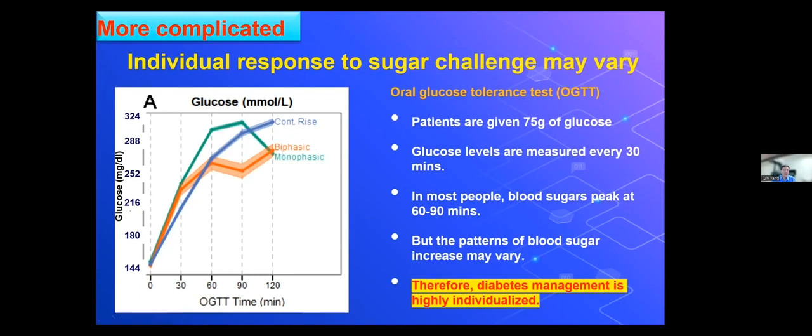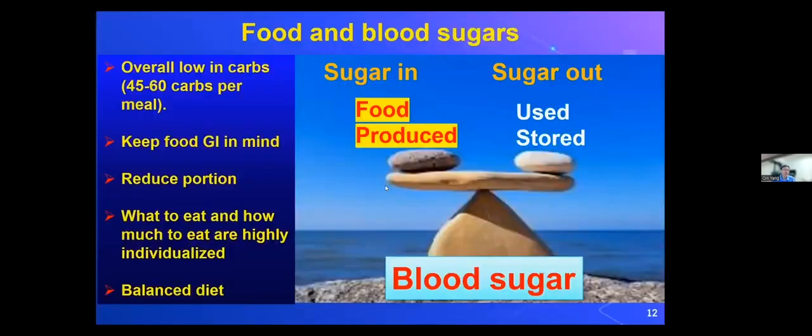So you can see diabetes management can be quite challenging because it has to be highly individualized, depending on who you are and how you absorb the sugars. You can think about that. The food can affect your sugars, and the way you absorb or consume the sugars in the blood can also affect your sugar levels. But overall, the rule is relatively low carbs. The recommendation is 40 to 60 grams of carbs per meal.